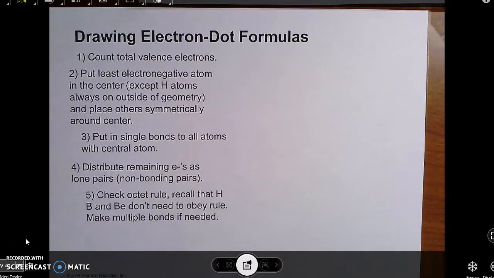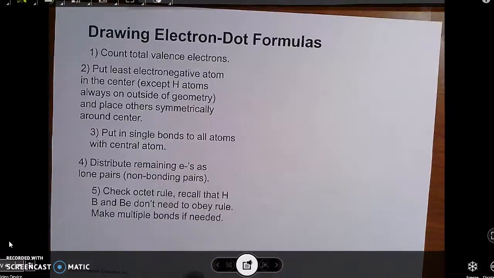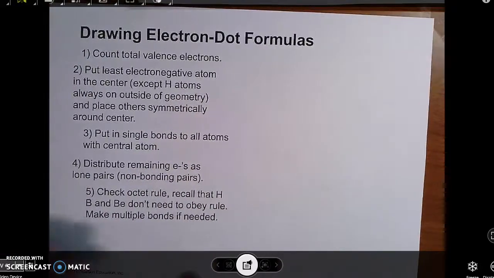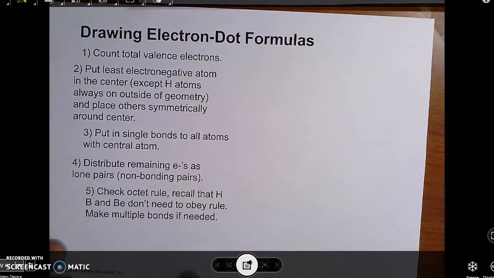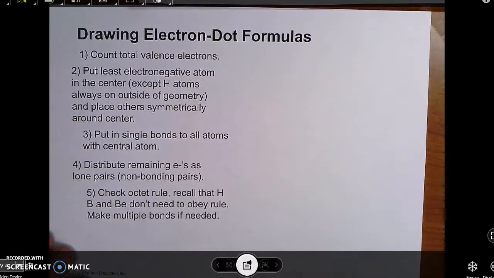Okay, let's have some fun with drawing Lewis structures. Here I have this recipe for making Lewis structures, and it's not going to include some more complex examples that require formal charges for checking or expanded octets. This is just a basic lesson in drawing electron-dot formulas.